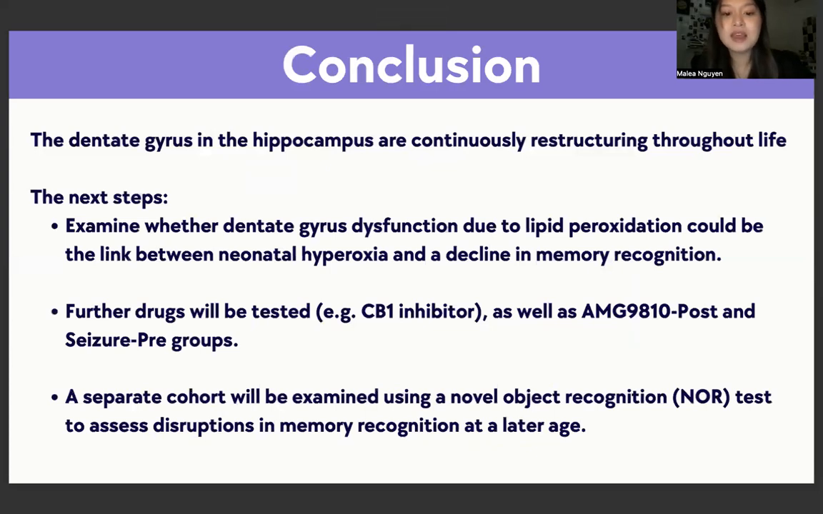So, in conclusion, the dentate gyrus in the hippocampus are continuously restructuring throughout life during the learning and reconsolidating processes, and thus are at further risk of dysfunction. The next steps may be to examine whether dentate gyrus dysfunction due to lipid peroxidation could be the link between neonatal hyperoxia and a decline in memory recognition. Further drugs will be tested, such as a CB1 inhibitor, as well as my AMG 9810 post and a seizure pre-group. A separate cohort will be examined in January using a novel object recognition test to assess disruptions in memory recognition at a later age.